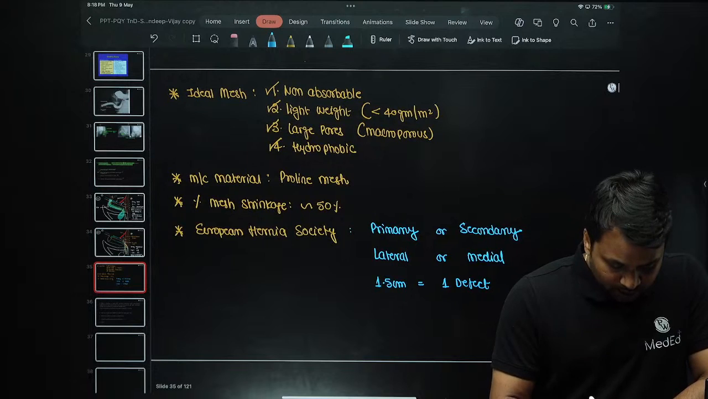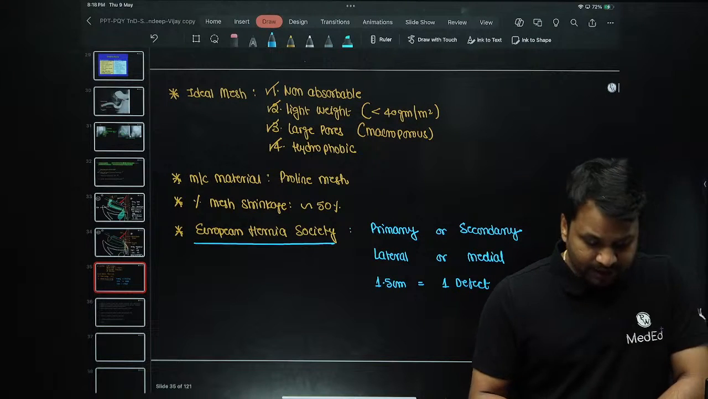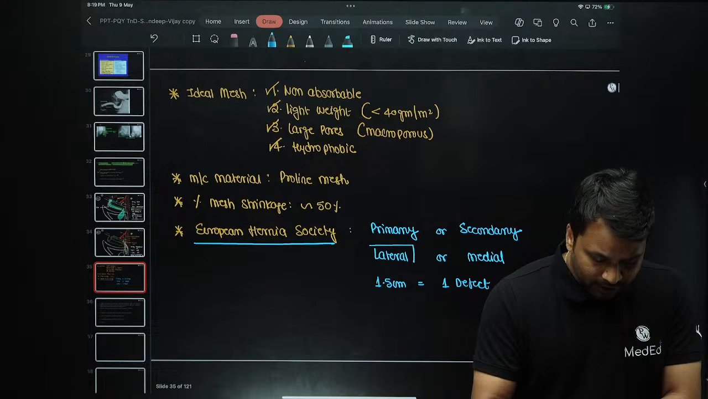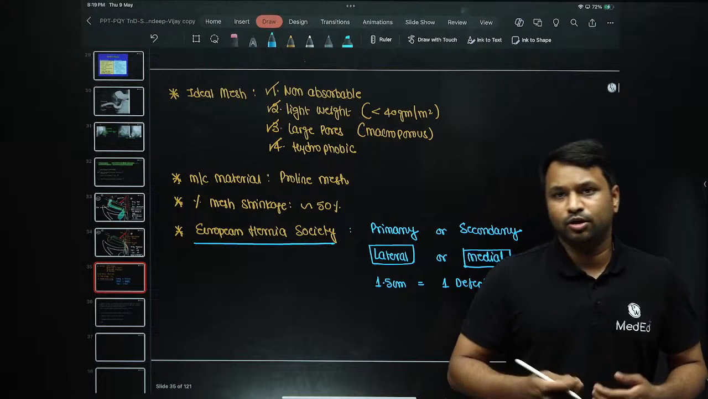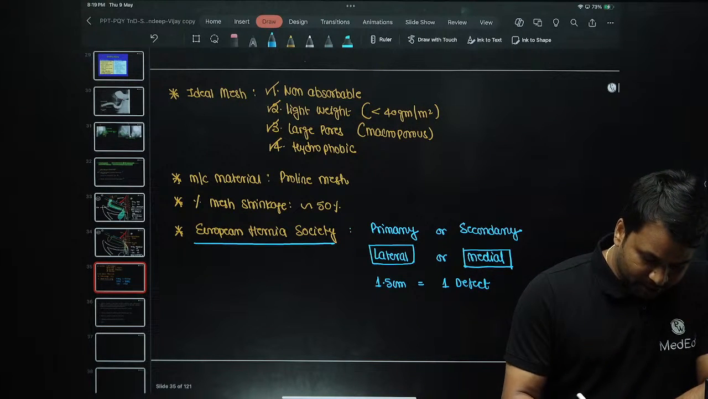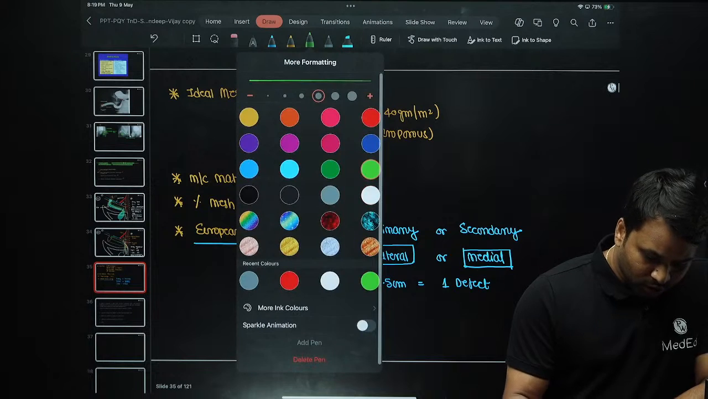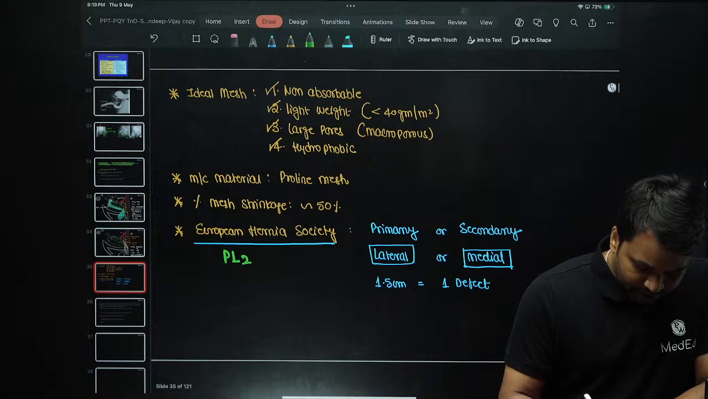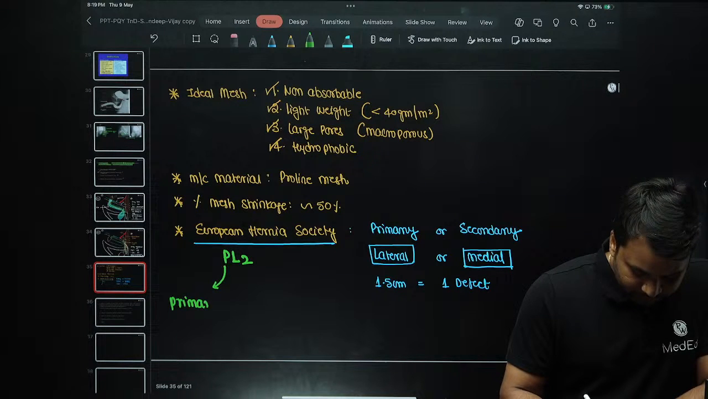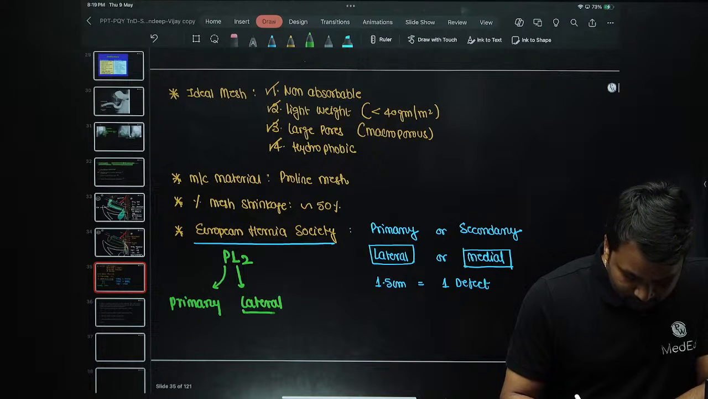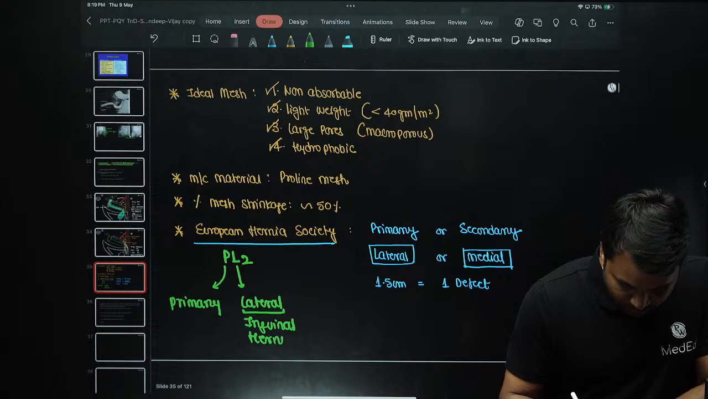Now, when I say lateral hernias, those are your inguinal hernias, and medial hernias are your ventral hernias, right? Ventral is your epigastric hernia, your umbilical hernias and all. Now, if a patient is presented to you with a hernia society classification of PL2, P indicates that it is a primary hernia, L indicates that it is lateral, that is your inguinal hernia, and 2 indicates that there are 2 defects.